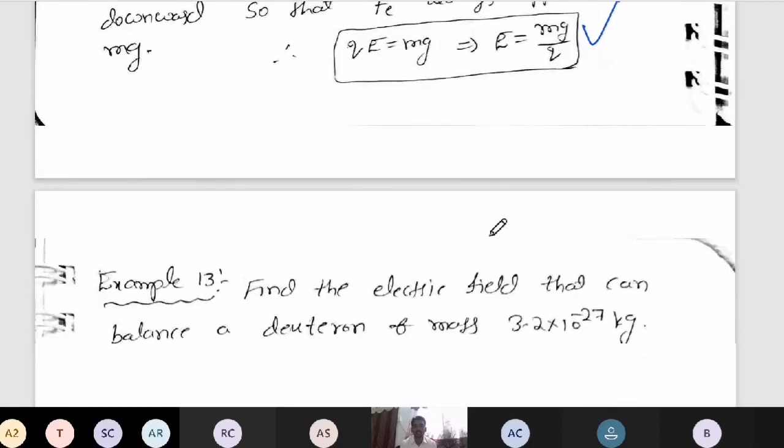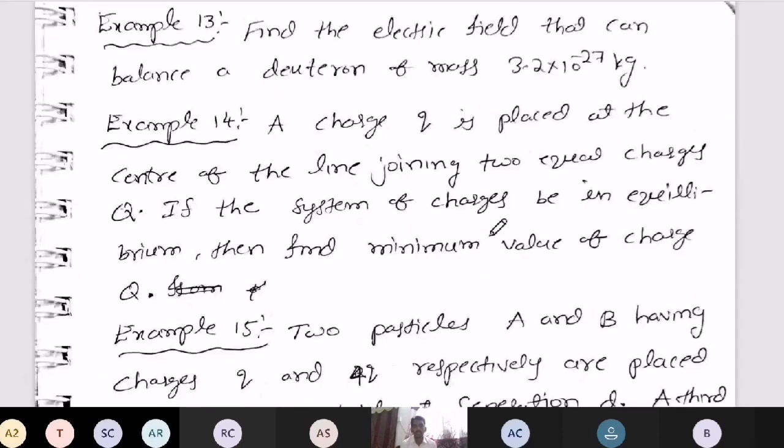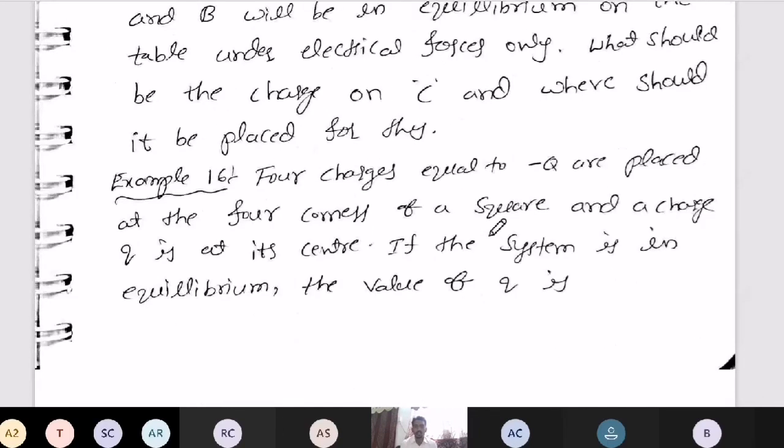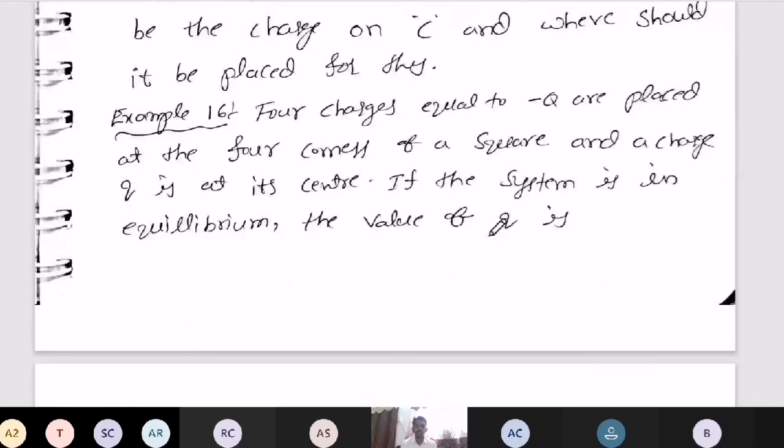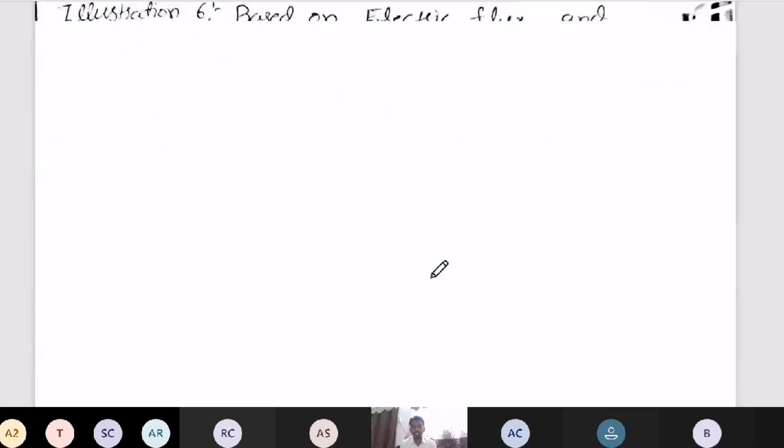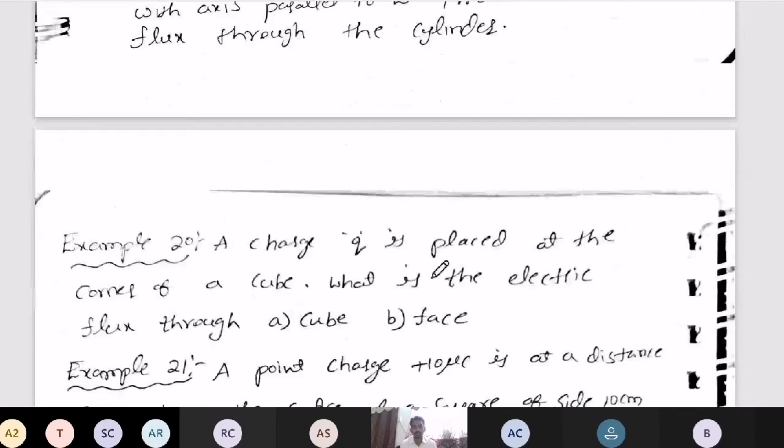That is another concept. Based on these things also I have given examples, so please try to solve all the questions. This is how all the questions will come. And of course one more thing, that is based on the electric dipole.